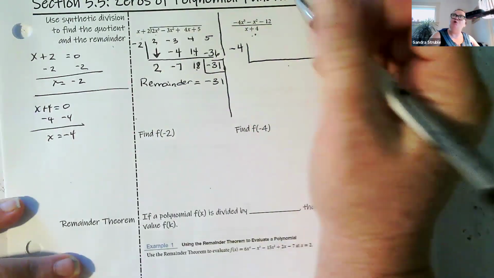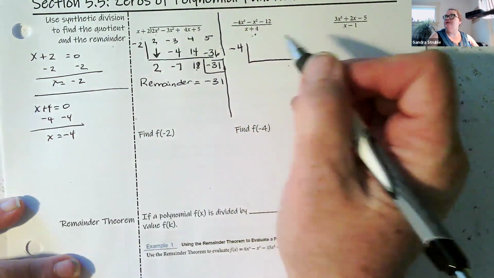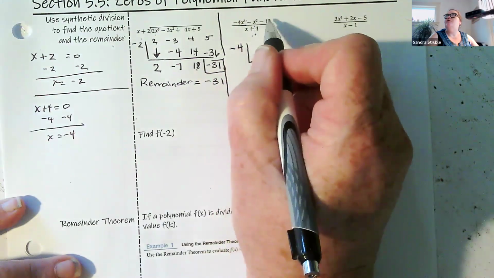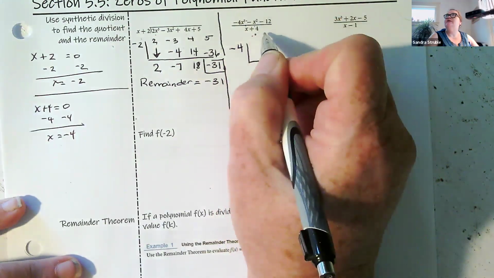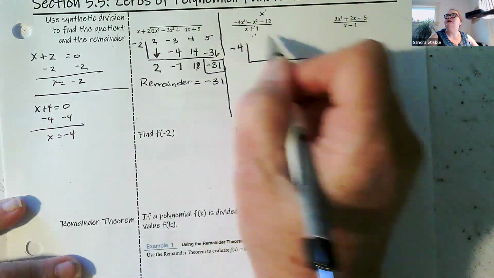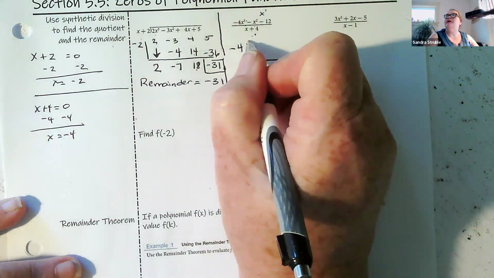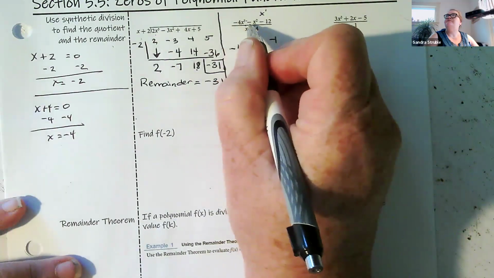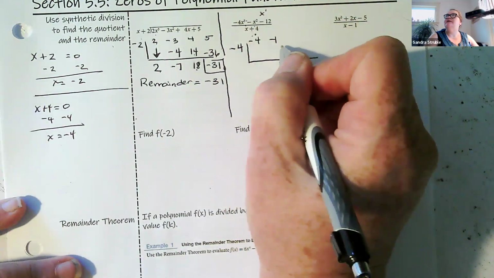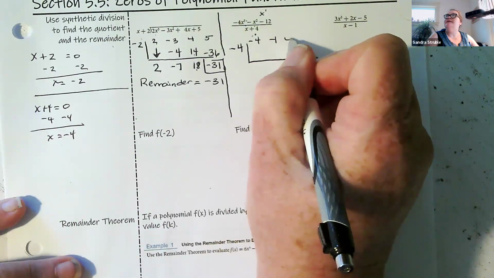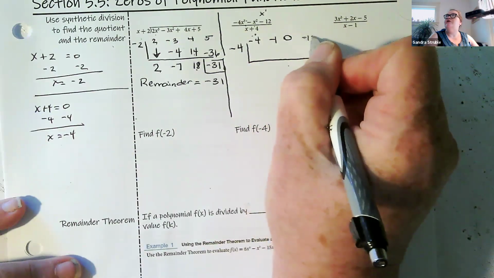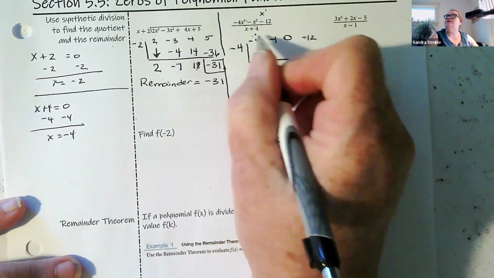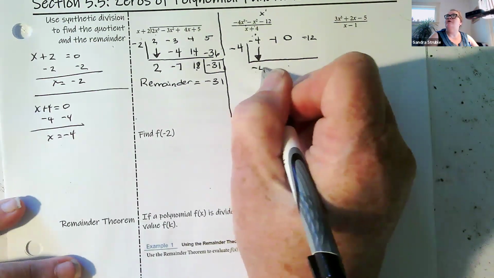Then I'm going to make sure that we have all of our x's first and all of our constants. We've got x cubed, x squared, and we're missing x to the first. Then we've got our constants. So I just need to write those down: -4, -1 for those two. Because we don't have an x to the first, it's going to be a 0, and then -12 for our constant. Start by bringing down your first coefficient, -4.